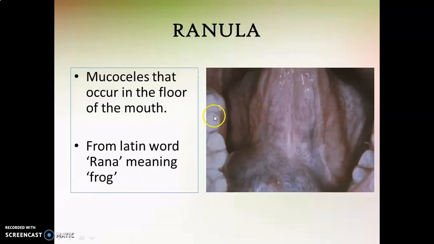Now let's see what is ranula. Mucocele that occurs in the floor of the mouth is termed ranula. Here in the floor of the mouth you can appreciate this swelling which is ranula. It originated from a Latin word rana which means frog because the swelling resembles the translucent underbelly of a frog.